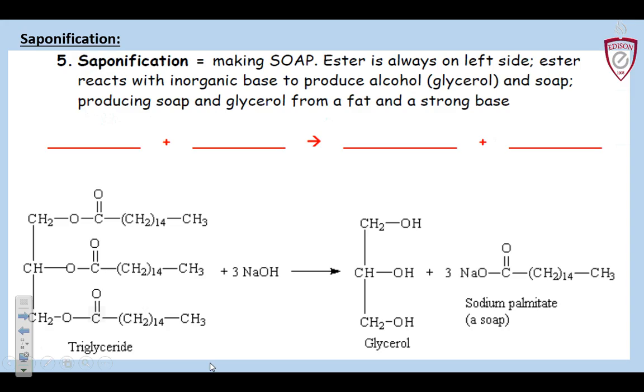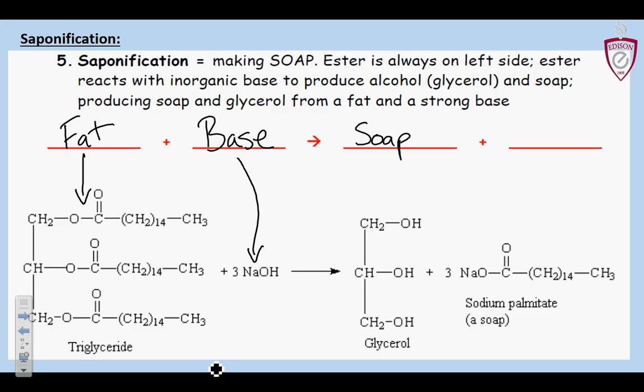Saponification. Now, here we go. Now we're going to make a soap. We start with an ester that we just made in the last one. We take a fat and a base. Boom. Produce alcohol, usually glycerol, and specifically soap. So soap is saponification. The words are not exact, but they are really, really close. All you've got to know is saponification makes soap from a fat and a base.